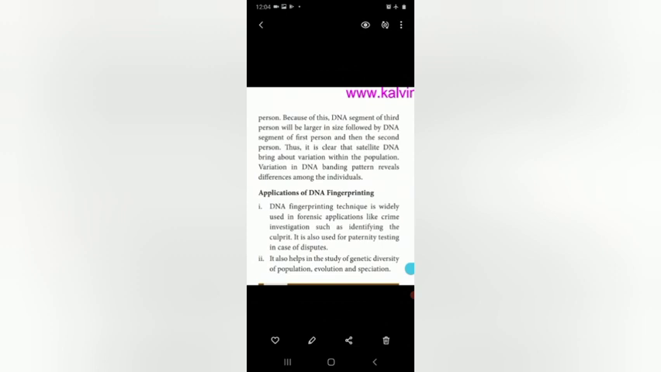And also the DNA segment present in the third person is larger, because how many repeated sequences? 7 times, isn't it? Followed by the DNA segment of the first person, which has 5 times repeated, then the second person, who has 3 times repeated. So out of these 3, the third person shows 7 times repeated DNA sequences. So this is said to be satellite DNA. These variations are identified in a group of population.